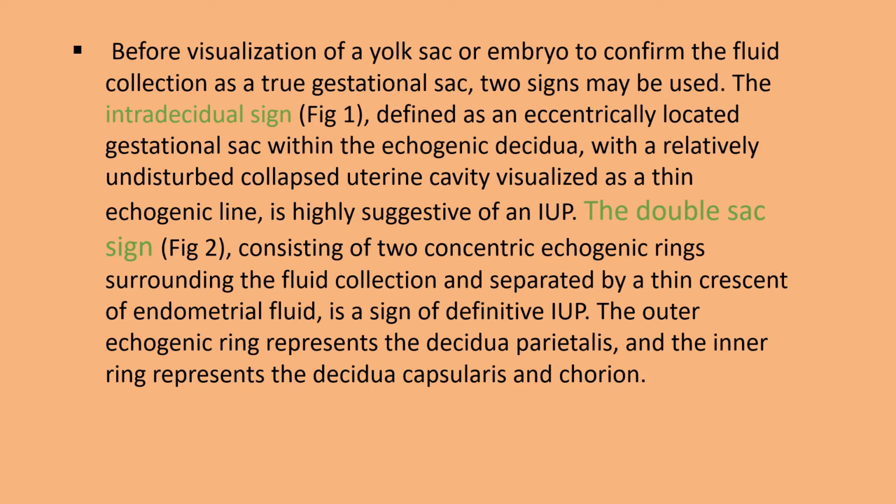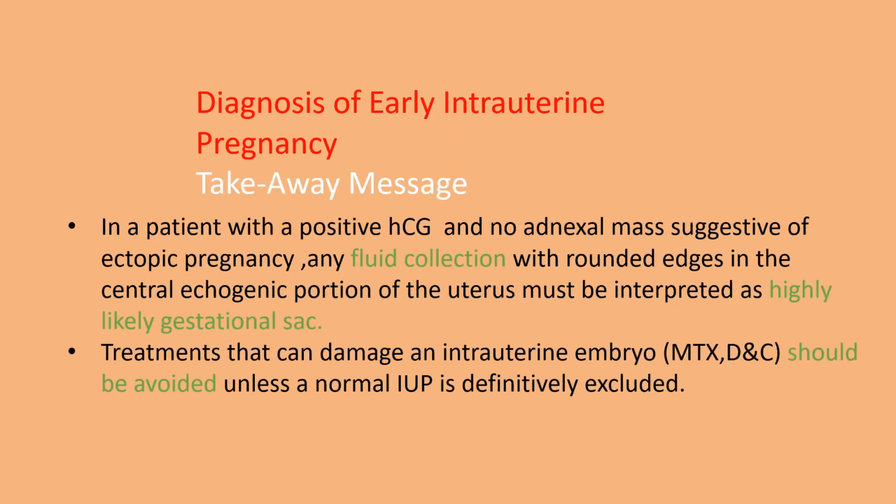for intrauterine pregnancy. The second one is the double sac sign, consisting of two concentric echogenic rings surrounding the fluid collection and separated by a thin crescent of endometrial fluid. This is a sign of definitive intrauterine pregnancy. The outer echogenic ring represents the decidua parietalis and the inner ring represents the decidua capsularis and the chorion.